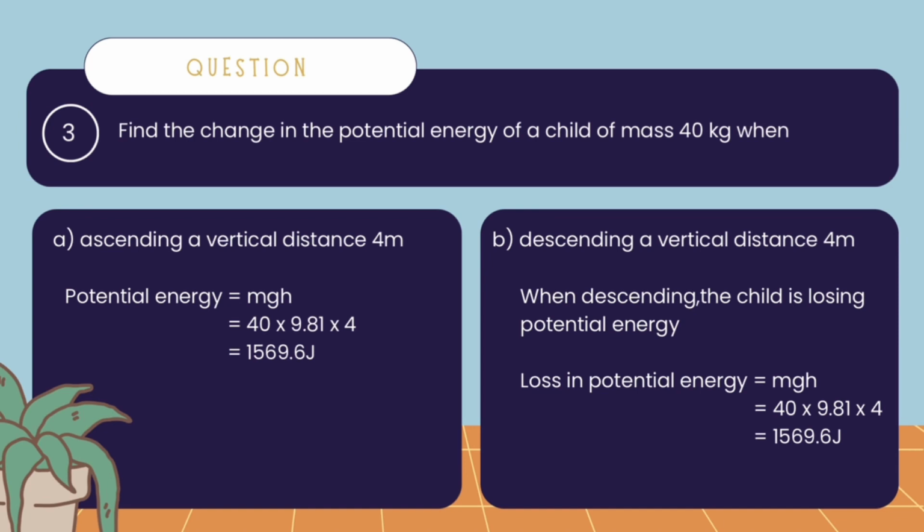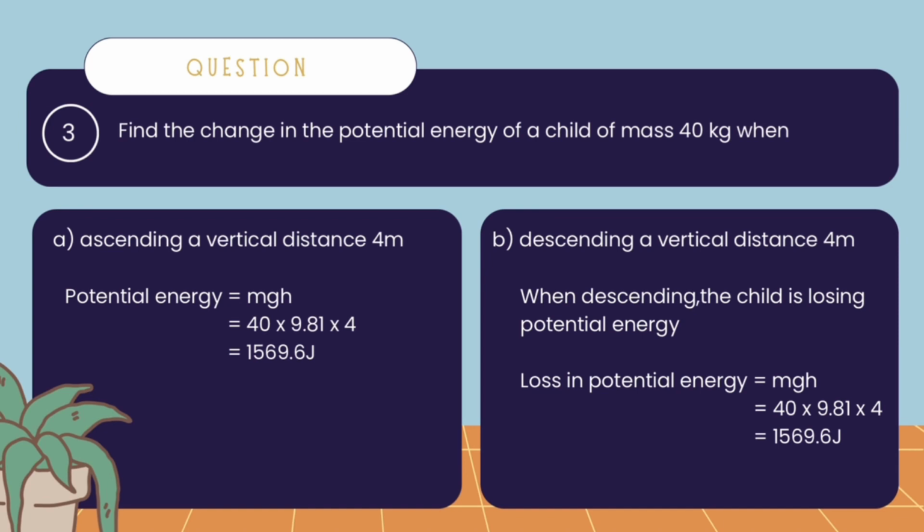So, we will apply the information into the potential energy formula, which is mass multiplied by gravity multiplied by height. Therefore, we will get 40 kg multiplied by 9.81 multiplied by 4 meter. Therefore, we will get 1569.6 joule.